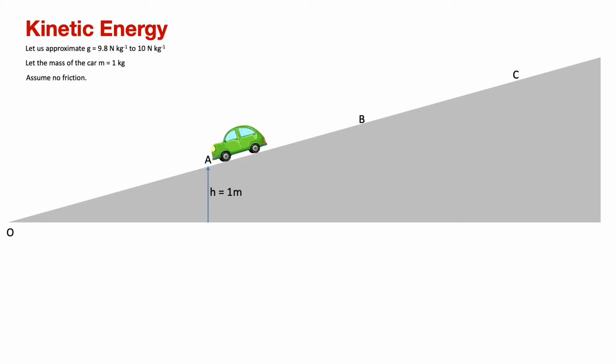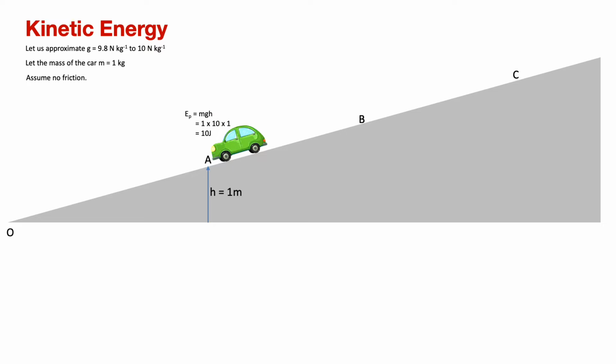So we'll begin with the car at point A on the slope, as you can see. The vertical height above the floor at this point is 1 meter, we imagine. This is quite a big slope. So our 1 kilogram car is allowed to roll down from a height of 1 meter, and it reaches the end of the slope at O.